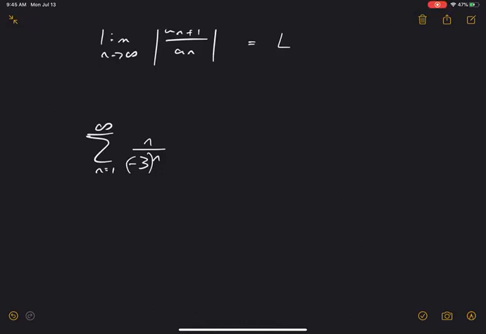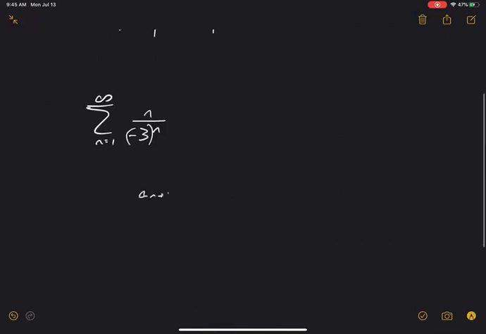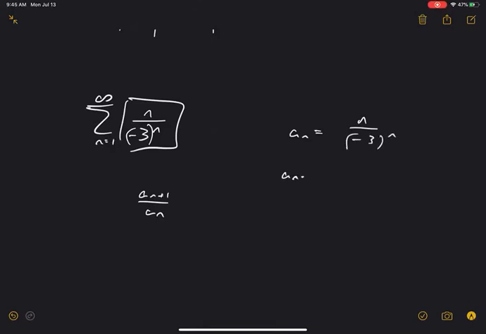Okay. First, I need to set up my ratio test. I need to find a_(n+1) over a_n. Well, first of all, what's our a_n? Our a_n is just the term in here, right? So a_n would be n over (-3)^n. What would a_(n+1) be? That would just be the next term in my series. So that'd be (n+1) over (-3)^(n+1). And now what's a_(n+1) over a_n? What's the absolute value of that?